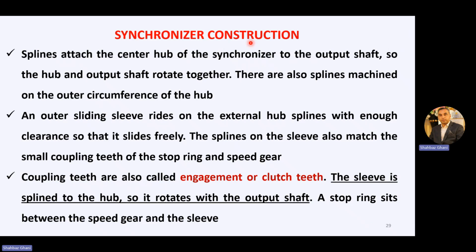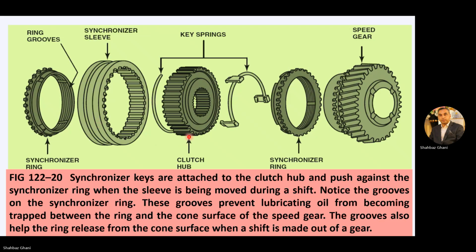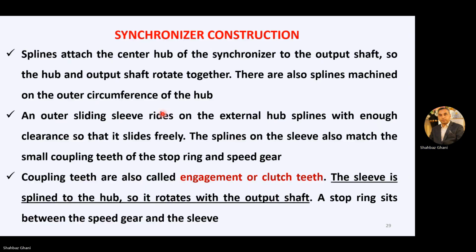A few words about synchronizer construction. Splines attach the center hub of the synchronizer to the output shaft, so the hub and the output shaft rotate together. There are also splines machined on the outer circumference of the hub. These are the external splines and these are the internal splines. So this sleeve moves freely on these splines.